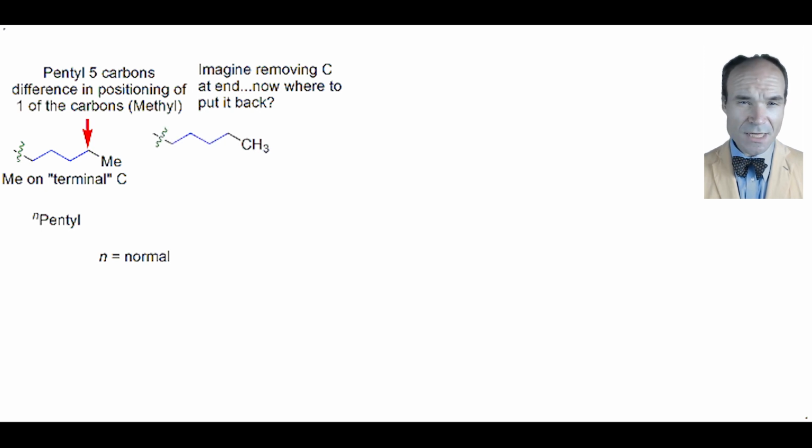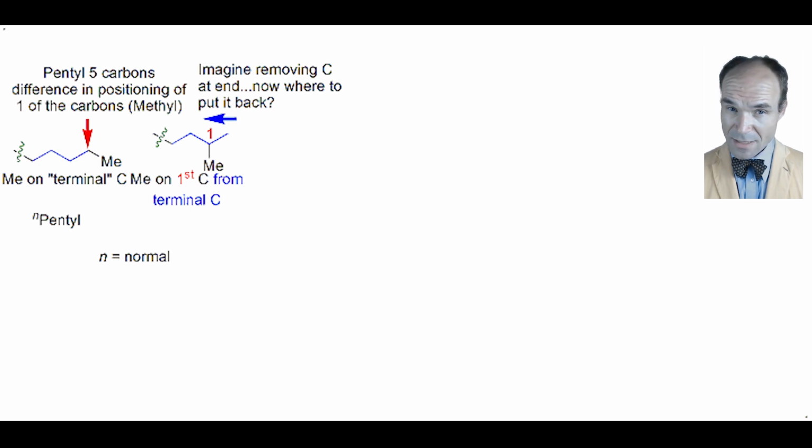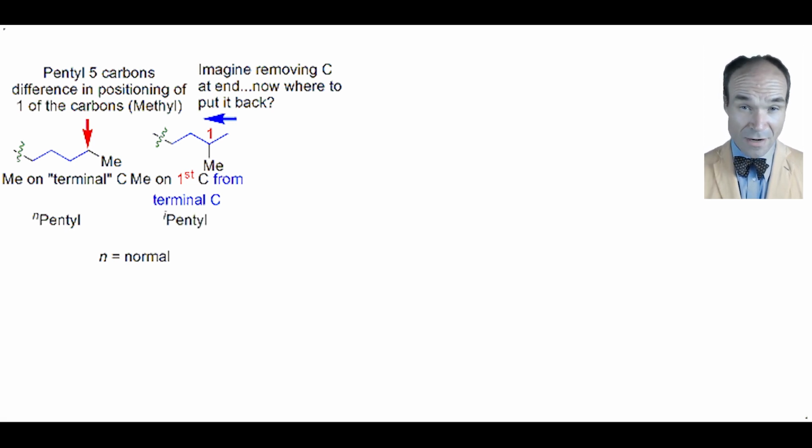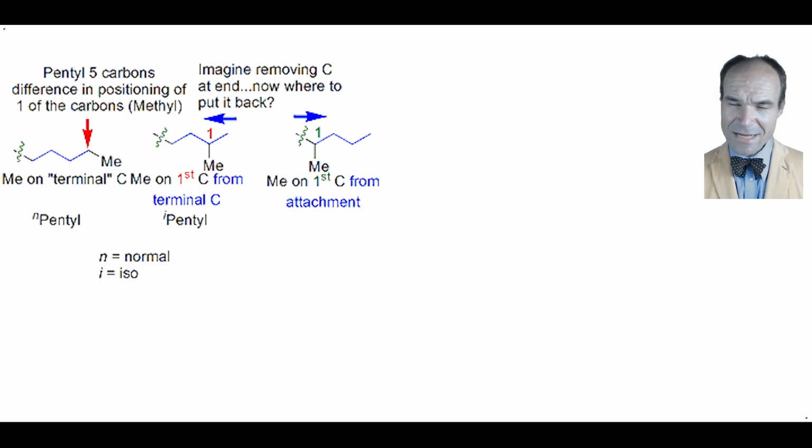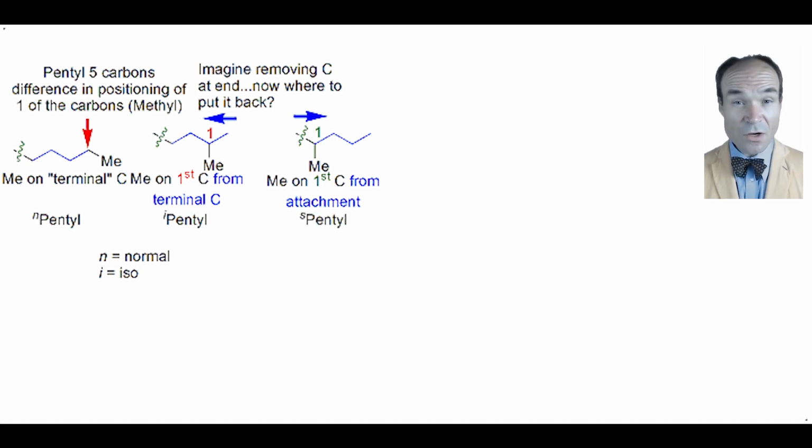Next, we could return the carbon one carbon in from the blue terminal carbon. This is called I-pentyl, where I represents iso. Continuing on, we could also return the carbon one carbon in from the attachment. This is described as S-pentyl, where S indicates sec.